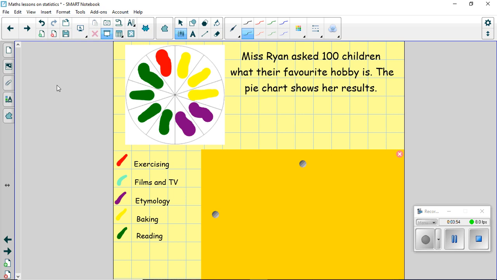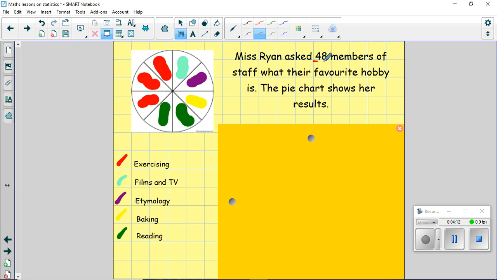Miss Ryan asked 100 children what their favourite hobby is. The pie chart shows her results. So she basically asked staff and children the same question and gave them the same possible answers. What I do notice that's different is Miss Ryan asked 100 children, whereas she only asked 48 members of staff. So we need to be aware of that.